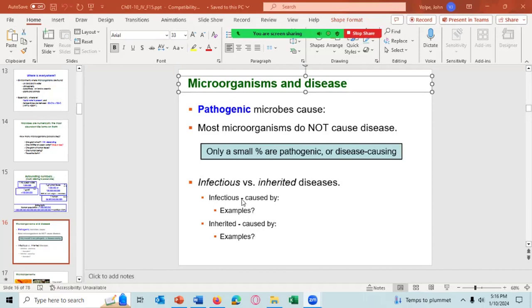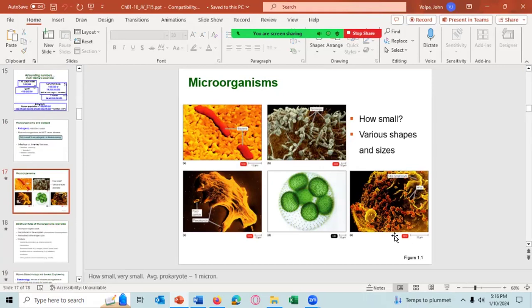In this class, we'll be studying infectious diseases because they're caused by microbes. And they are all infectious diseases because a person can become infected with them.